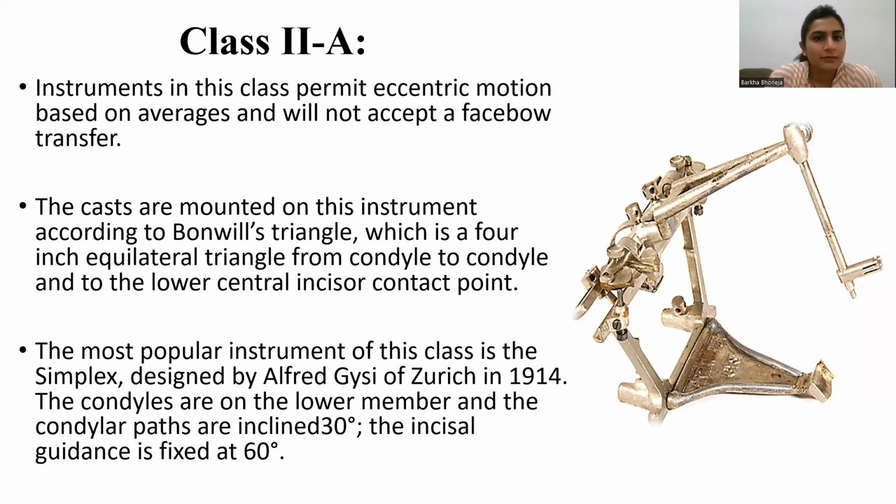Okay, the casts are mounted on these instruments according to Bonwill's triangle. Okay, what is Bonwill's triangle? Basically an equilateral triangle theory, where we put a 4-inch line from the center point of the lower central incisors to both the condyles. So it forms an equilateral triangle. So this theory was mounted into an articulator.